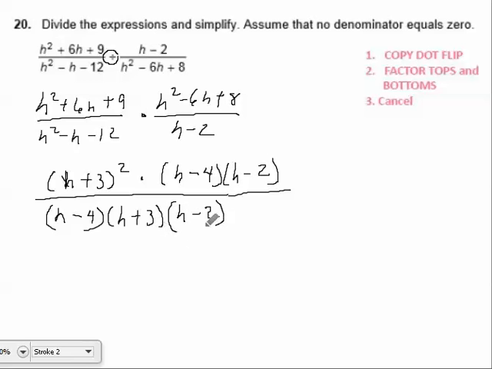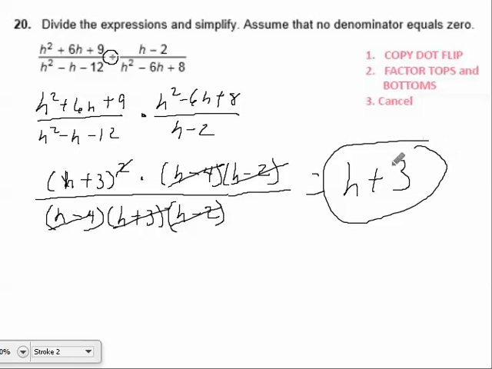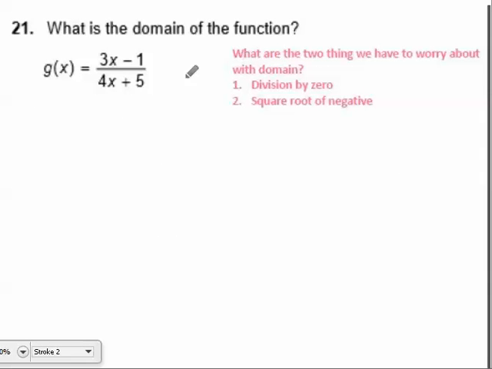Now the reason we were doing this factoring is because now we got some things we can cancel out, and we are left with h plus 3. That's my total solution. Okay? Okay, I got 10 more problems.